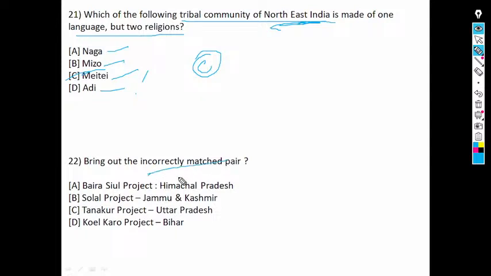Then bring out the incorrectly matched pair. Baira Siul project Himachal Pradesh, Salal project Jammu Kashmir, Tanakpur Uttar Pradesh and Koel Karo project in Bihar. Baira Siul in Himachal is correct, Salal in Jammu Kashmir, Tanakpur project in Uttar Pradesh, that is also correct. Koel Karo is not in Bihar, rather Koel Karo project is in Jharkhand. So here it is wrong, incorrectly matched. So the answer is D.